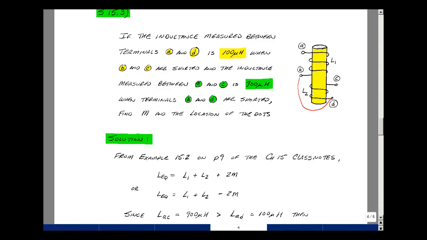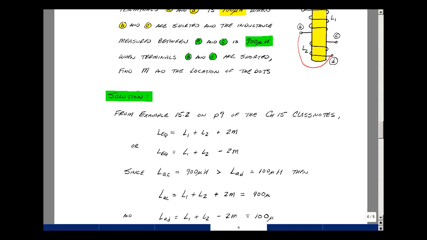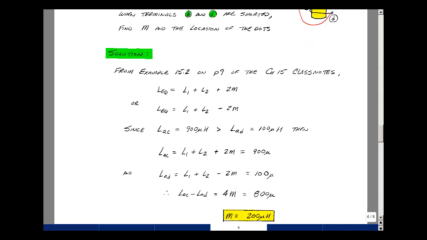So we have these two equations from page 9 of the Chapter 15 class notes. And we basically have the same equation with a plus and minus M. Now our second measurement had a higher inductance than our first, and that would imply that we have this case, because we have a larger value than this one. So L1 plus L2 plus twice the mutual inductance would be equal to 900 microhenries. And then with a minus 2M, that would be my 100 microhenries case.